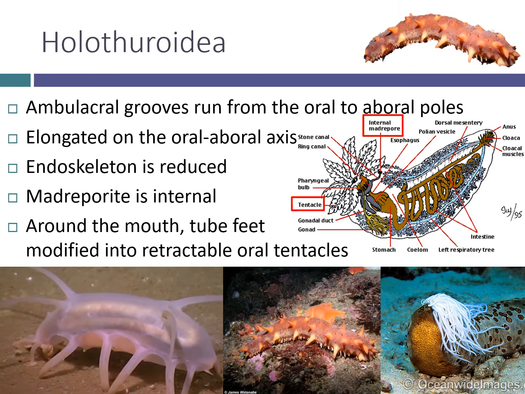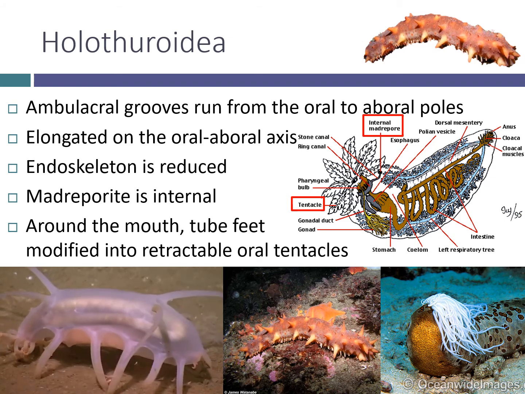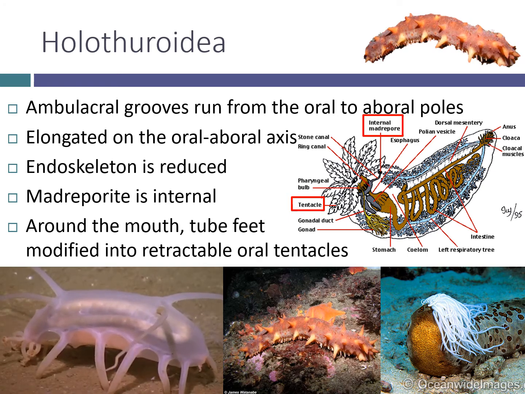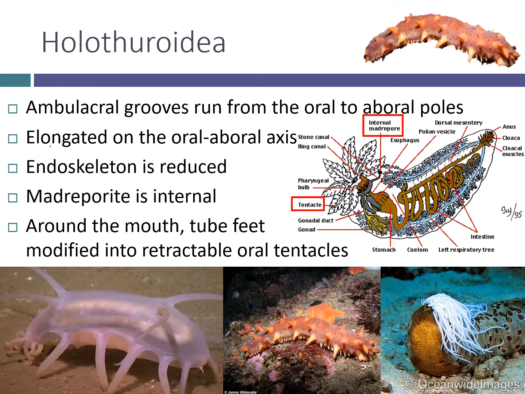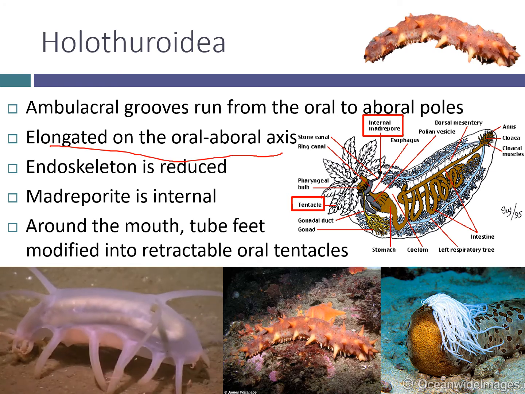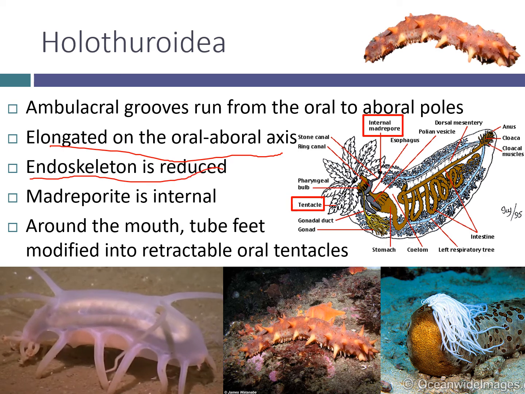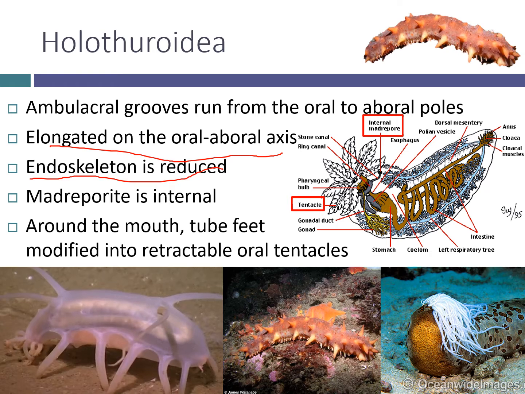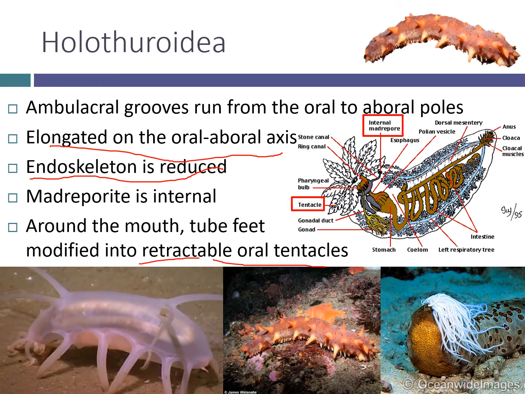Holothuroidea, right? Sea cucumbers. They're not the sea slugs. They're not the nudibranchs. These are totally different, right? But they've got their grooves running from the oral to the aboral poles. They have been elongated on their oral-aboral axis. Their endoskeleton is reduced or absent, right? Madreporite is, again, internal. And around their mouth, the tube feet have been modified into retractable oral tentacles, right?